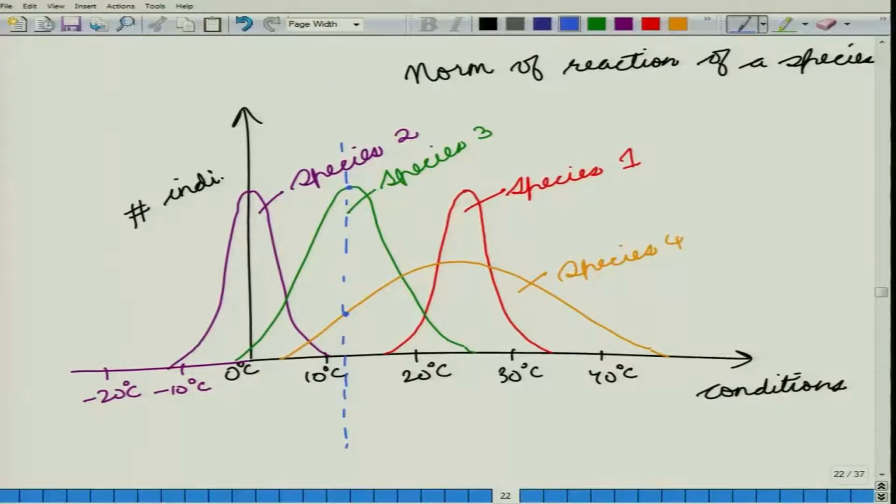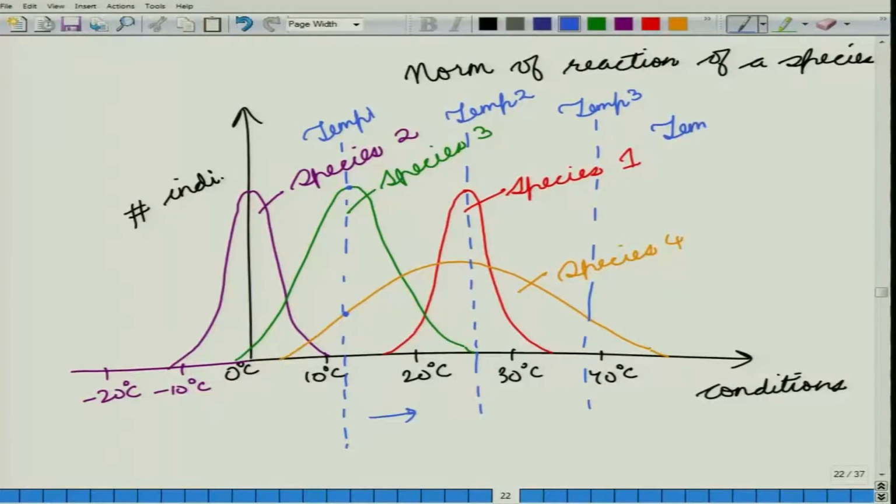But now let us move this temperature towards the right. So suppose let us take this temperature. Let us consider this as temperature 1, let us consider this as temperature 2, and maybe let us consider this as temperature 3. So at temperature 1, what all species do we see? At temperature 1, we are seeing species 3 and we are seeing species 4. 3 is found in large numbers here, 4 is found in smaller numbers.